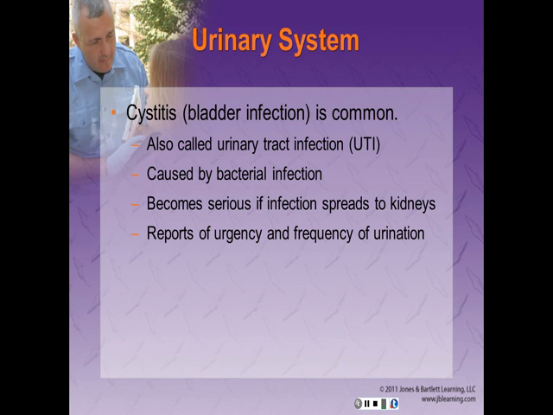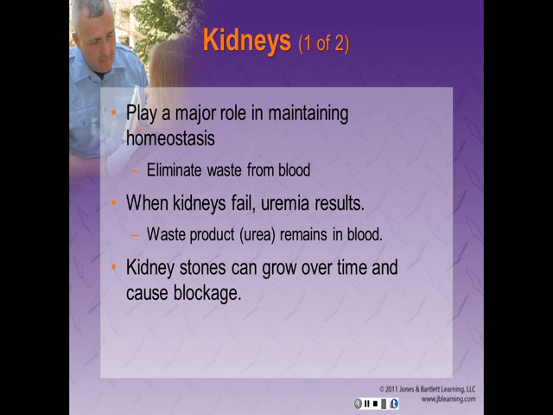to urethra or kidneys. The kidneys play a major role in maintaining homeostasis. They eliminate waste from the blood, and when the kidneys fail, uremia results. The waste product, urea, remains in the blood.